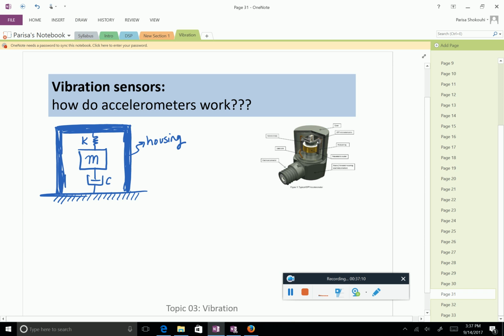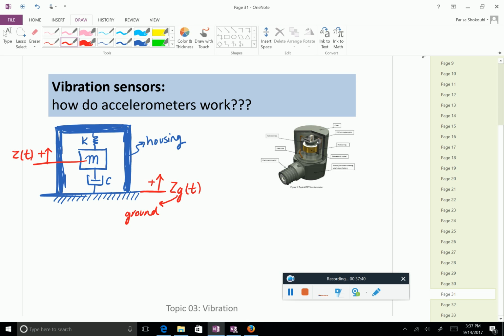And the ground is moving. Let's say this is ground. This ground can be a specimen. It doesn't have to be ground. And I took positive upward for both. And the mass, the absolute displacement is upward like that.